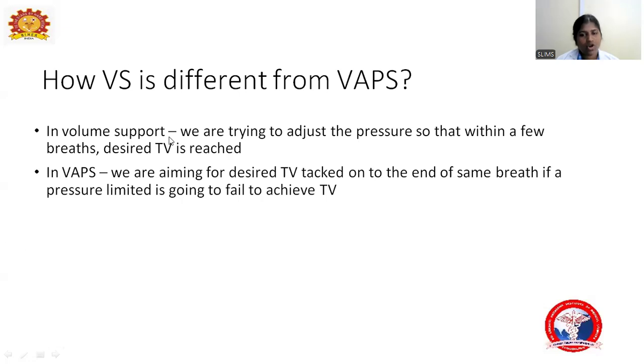So in volume support, in a few breaths, we'll achieve the desired tidal volume. But in volume assured pressure support, at the end of the same breath, we are trying to achieve the desired volume. So volume support will take a minimum of 2 to 3 breaths to reach the desired tidal volume. But in volume assured pressure support, we achieve the desired tidal volume in the same breath.